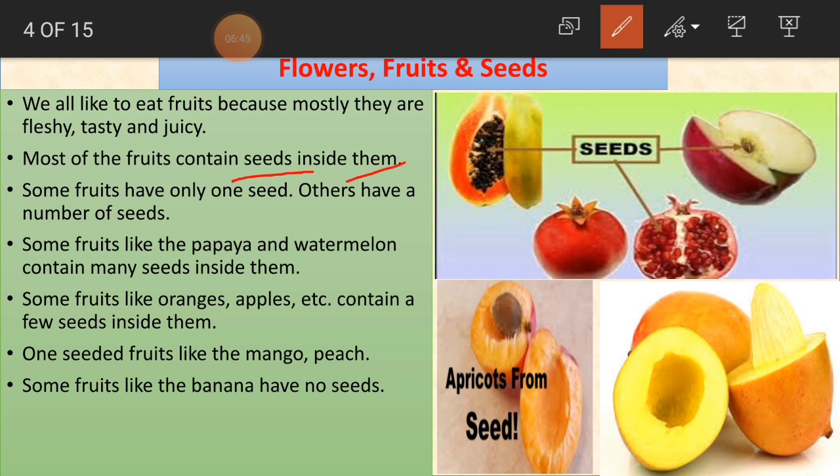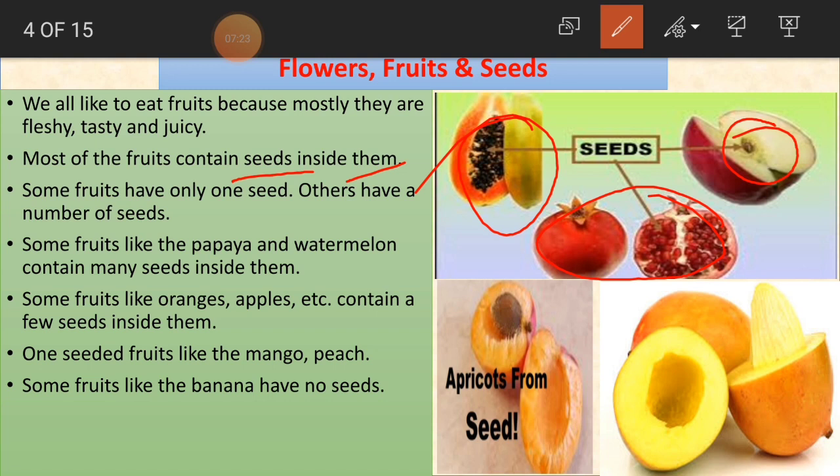As you are seeing in the picture, which fruit is there? Papaya. Here pomegranate, here apple. We have seeds inside the fruits. Some fruits have only one seed, others have a number of seeds. Here if you see apple, it has just two or three seeds, very few, in the center of the fruit. And here pomegranate has so many seeds, and papaya has so many seeds.